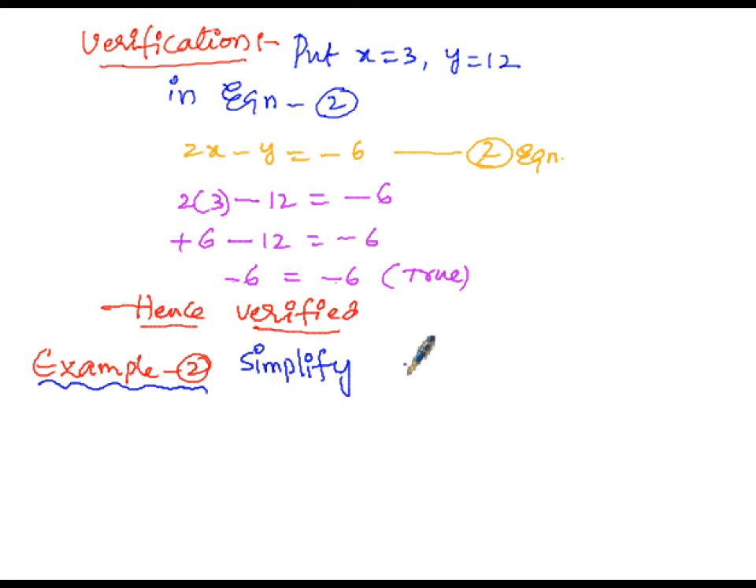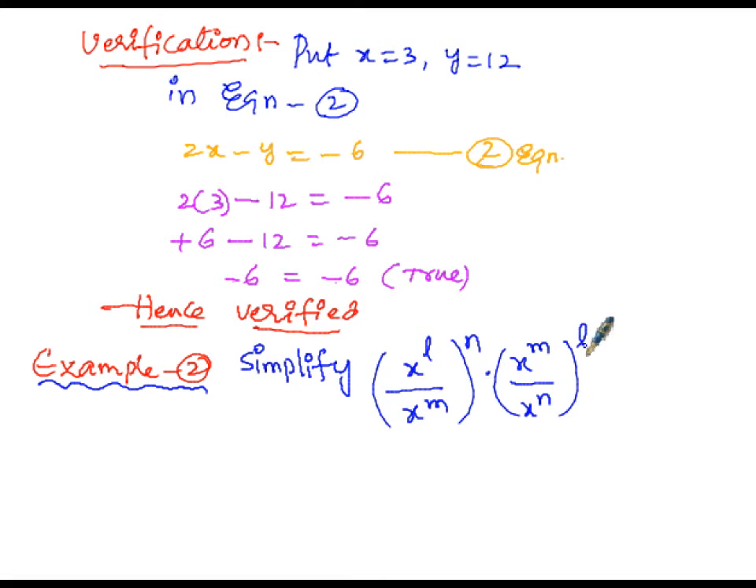x to the power of L by x to the power of m whole to the power of n into x to the power of m by x to the power of n whole to the power of L, into x to the power of n divided by x to the power of L whole to the power of m. To simplify further, let us start the solution.